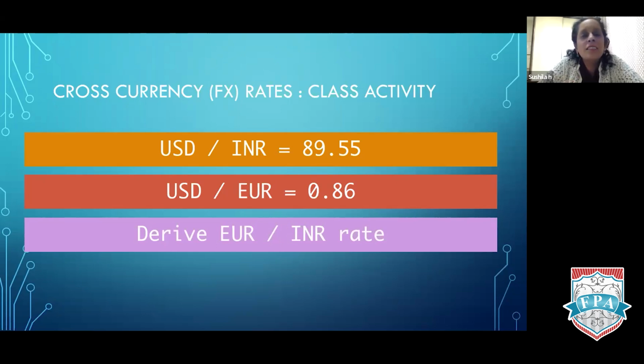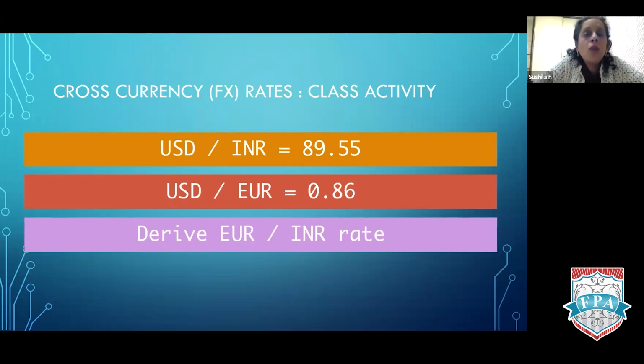Since all currencies are quoted against the USD, there has to be a way that we derive our currency against any other currency. For example, if we are an Indian company and we are exporting 90% of our goods to the Eurozone, then we need to know the EUR INR rate. We don't want to know the USD INR rate, because our calculation is on the basis of EUR INR.